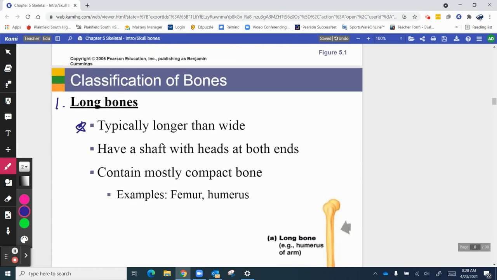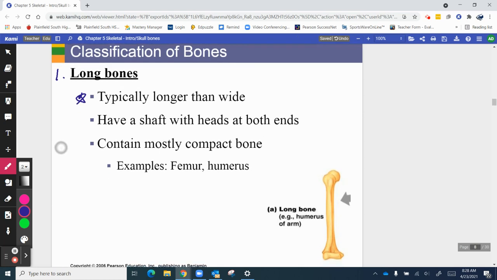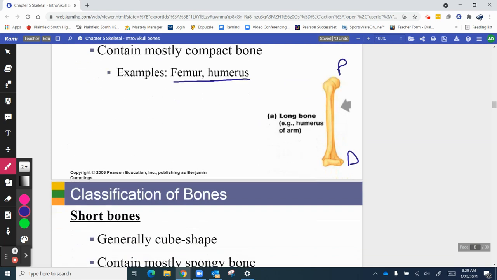So the first one we have are the long bones. These are typically longer than they are wide. They are comprised of a shaft, and then they have a head at both ends, so they have a proximal end and a distal end. You can see here. Examples of those would be your femur and humerus. You would also have your radius, your ulna, tib, fib. Those would also all be examples of long bones.